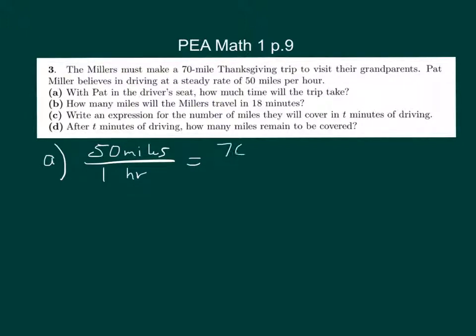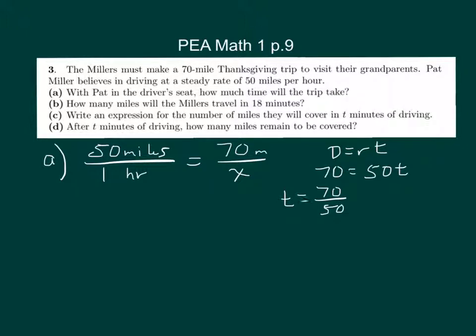So how long would it take for 70 miles? That'll work. Or you can do distance equals rate times time, also works. Distance is 70 miles. Rate is 50. And we're looking for time. Notice either way you're going to take 70 divided by 50. And this way you're going to do 70 equals 50t. So t equals 70 divided by 50, which equals 1.4 hours.